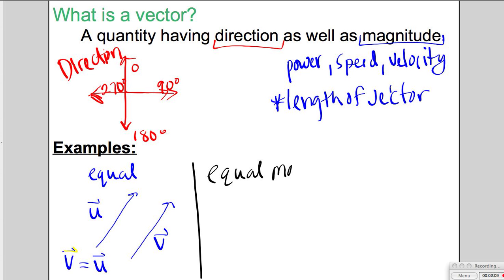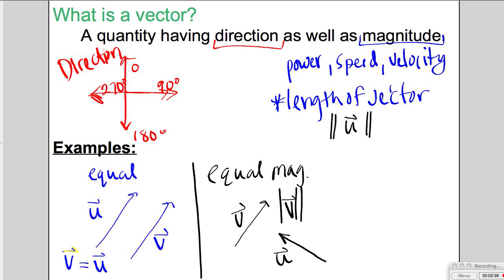Those are equal vectors. These are equal magnitude vectors. So again, these will have the same magnitude because they have the same length, but they have different directions. So they are not equal vectors because they go in different directions. Now, the way we talk about magnitude is we use this double bar notation. If I was asking for the magnitude of u, I would show it with this double bar. So if I wanted to show these two magnitudes were equal, I would write the following statement. The magnitude of v equals the magnitude of u.